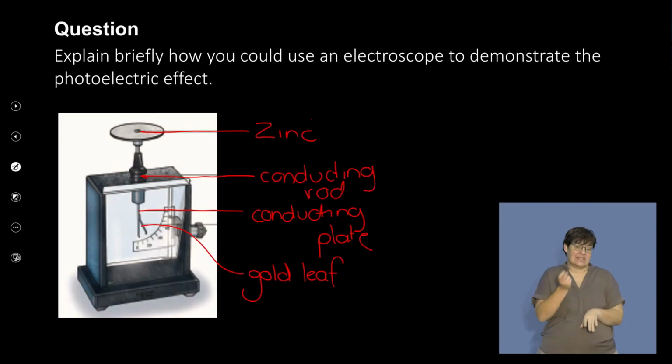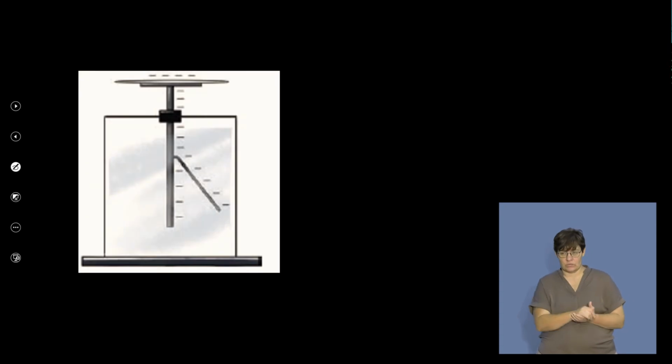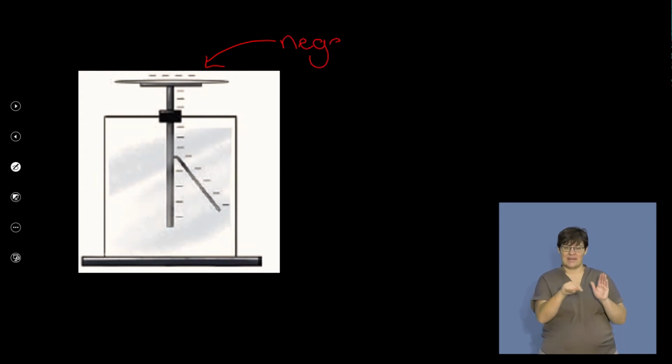What the electroscope allows us to do is look at the movement of charge. First thing we have to do with this is we need to charge the electroscope. So we make the electroscope negatively charged.